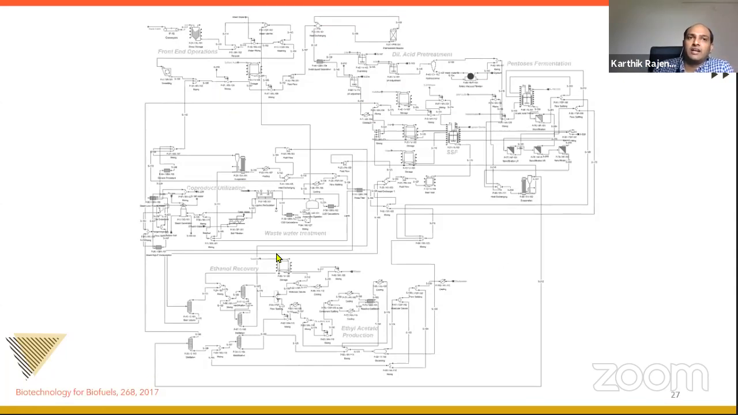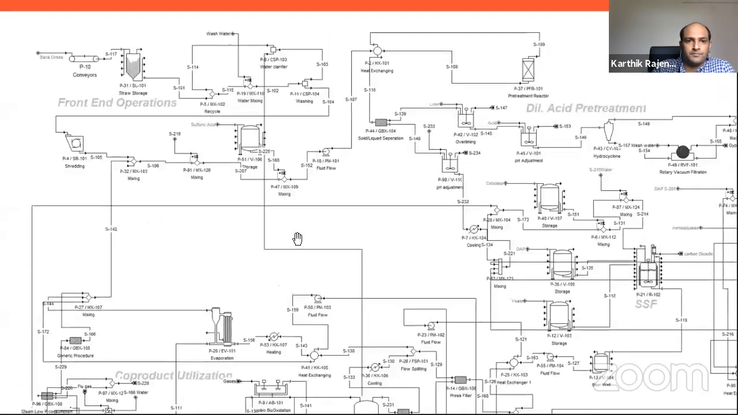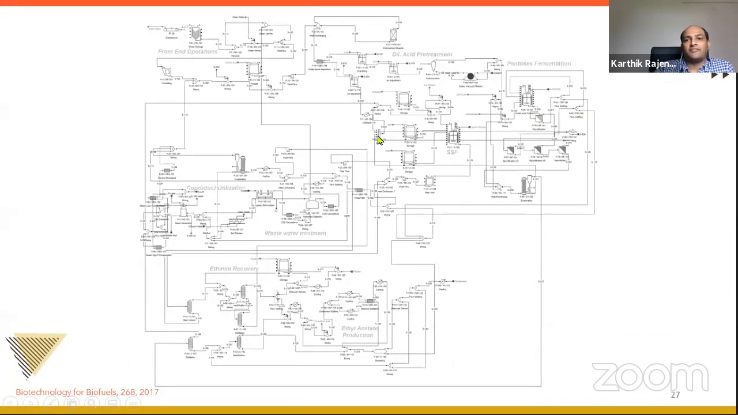We analyzed and created multiple product platforms, which I'm going to explain now. You start with the front end operation. When the banana grass comes in, it goes through the pre-treatment process, or front end operation, where it is shredded, and then dilute sulfuric acid comes in, and you can see the dilute acid pre-treatment is going on. After the dilute acid pre-treatment, you split the pentoses and the hexoses.